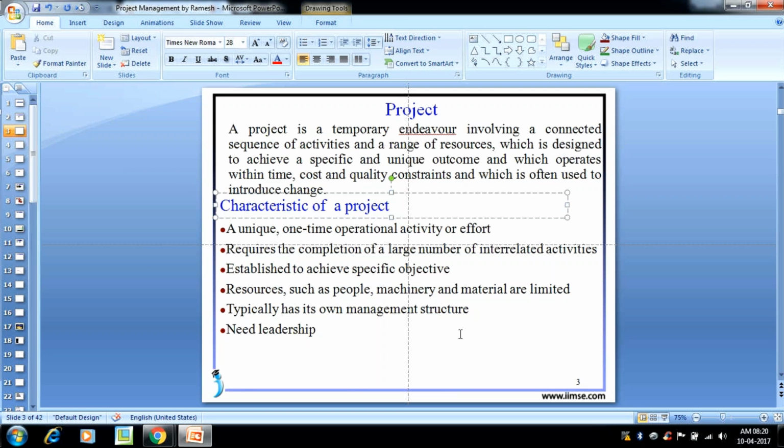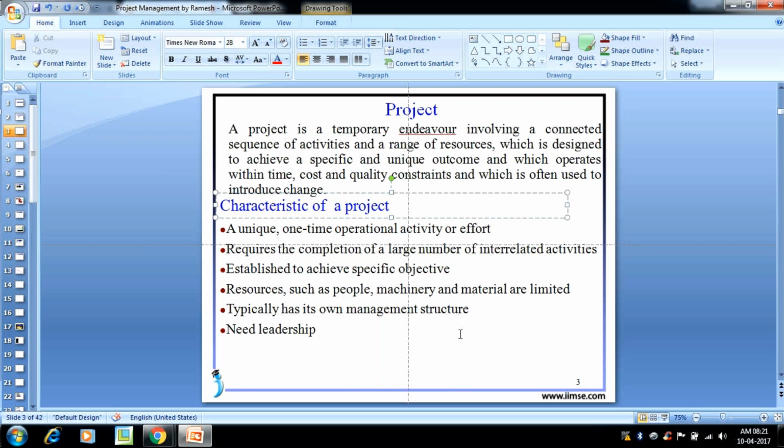Characteristics of a project. A unique one-time operational activity or effort requires the completion of a large number of interrelated activities. Interrelated means we should know what the activities are and what the relationships between those activities are. That means which one we should start first, which one later. If you know the exact relations, then only can we give the relations, which we call interrelated activities. Established to achieve a specific objective. Objective means our goal.